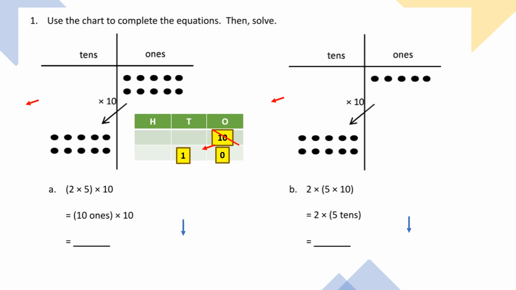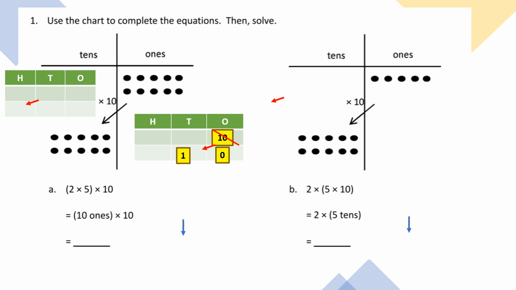Now, let's move on to the tens part of the place value chart. Go ahead and create a place value chart on the 10 side also. So you should have a place value chart on the one side that looks like mine, and you should have a place value chart on the tens side that looks like mine as well.